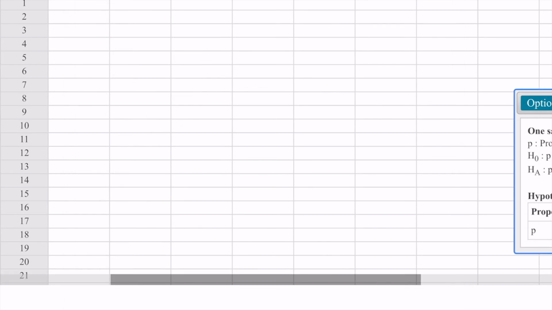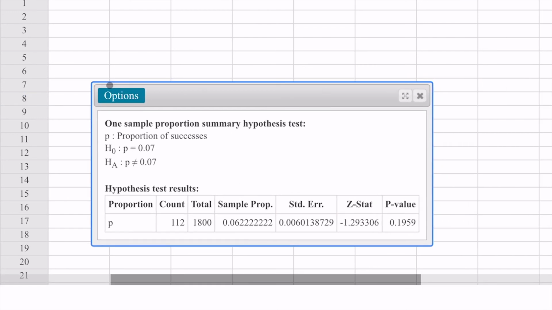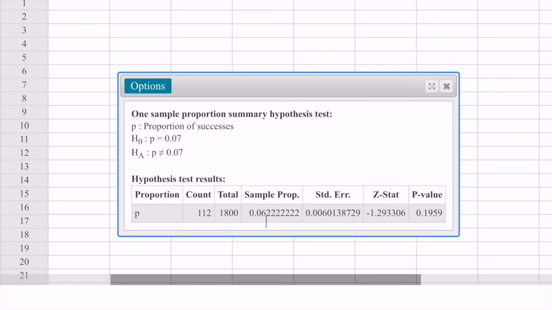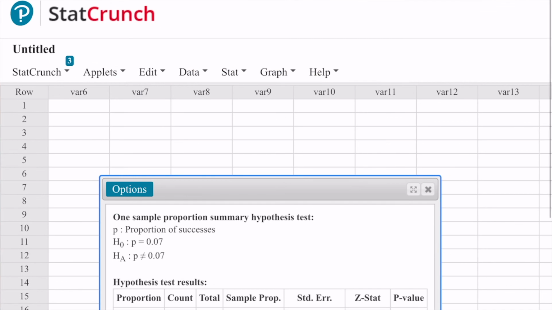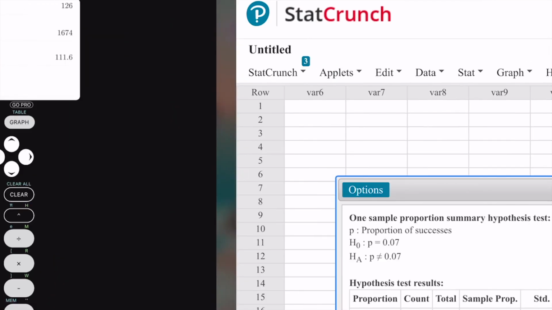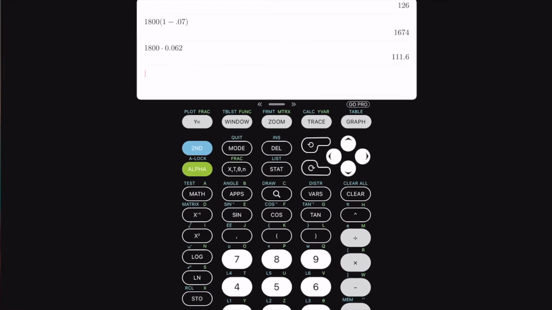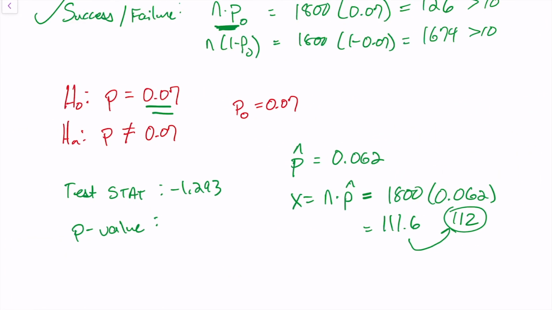let's see if you guys can see that. All right, there we go. So look right there, guys. Our sample proportion is 0.062, just like we wanted. And the z-stat is a negative 1.293. Let's write that down. So our z-stat is a negative 1.293, and our p-value is 0.1959.